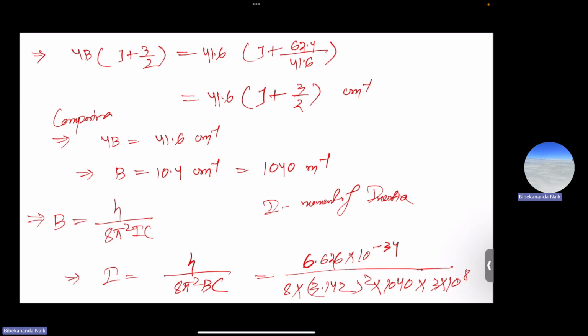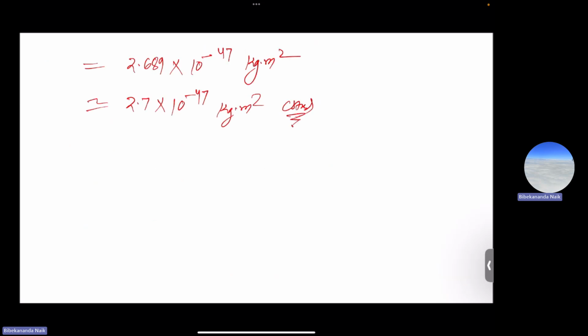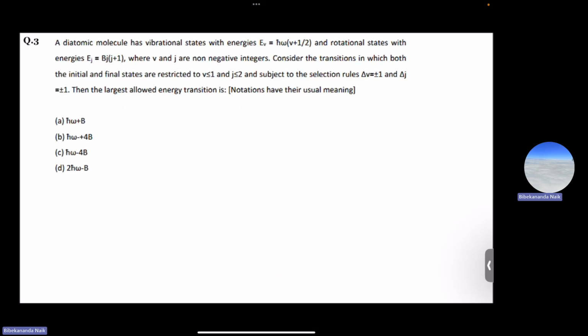So B will be 1040 meter inverse. Then from the expression for B, we can calculate the value of moment of inertia, and the moment of inertia is 2.7 × 10^-47 kg meter square. I hope this is clear to everyone. Now we will move to question number 3.